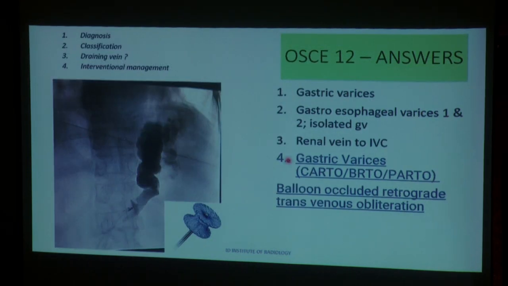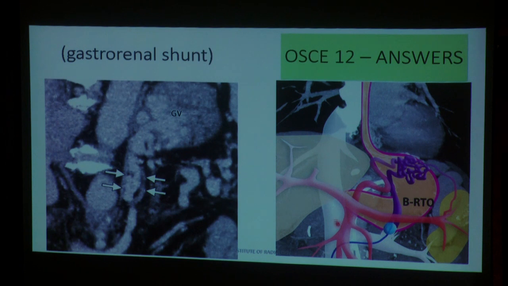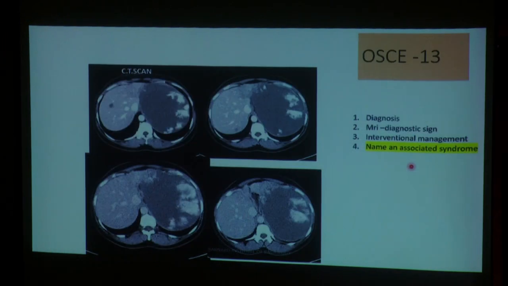So this is gastric varices on CT, and this is a diagrammatic representation where you come from, there's another question I think. No, the draining vein. Okay, fine. So you come from the femoral vein into the renal vein and occlude it and then inject into the gastric varices.